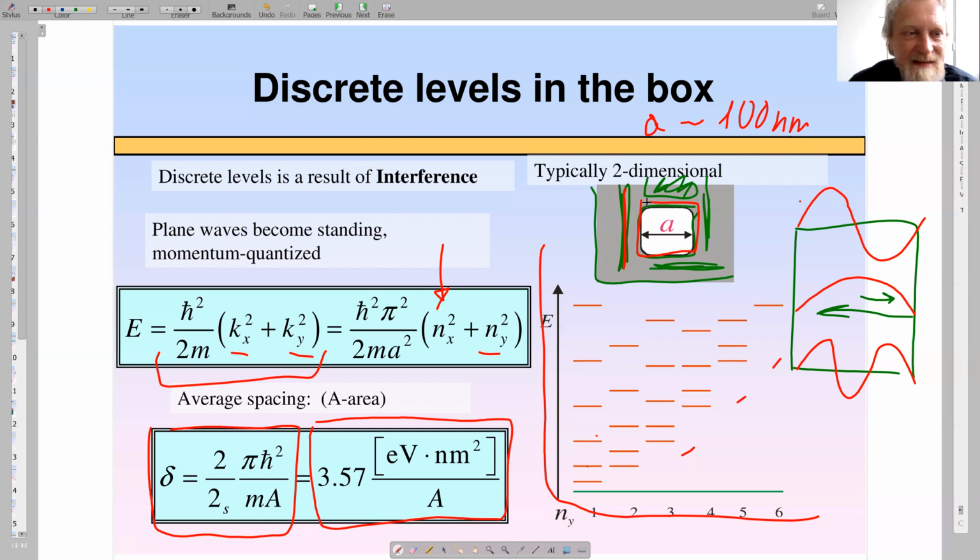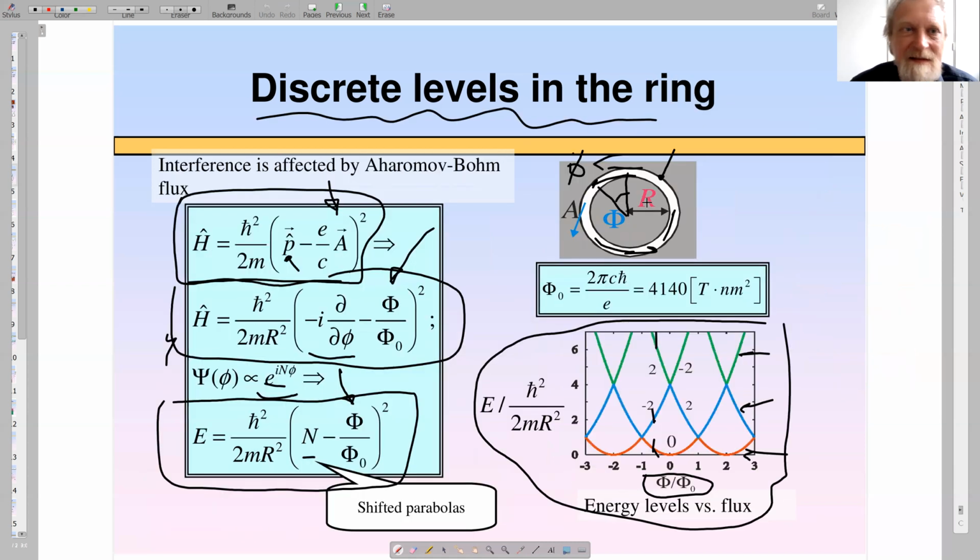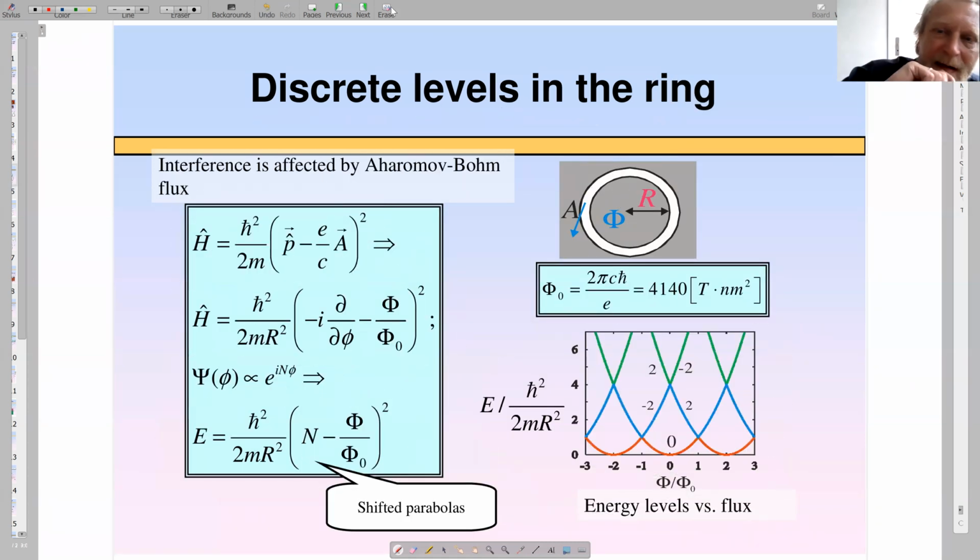So to understand the effects of a magnetic field, let me look at an even simpler model. Or perhaps not simpler, but equivalently simple. So what would I assume now? That the dots are made in the same two-dimensional structure, but somehow form a ring.